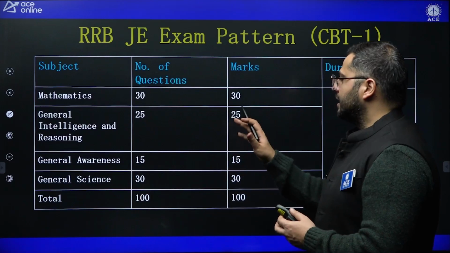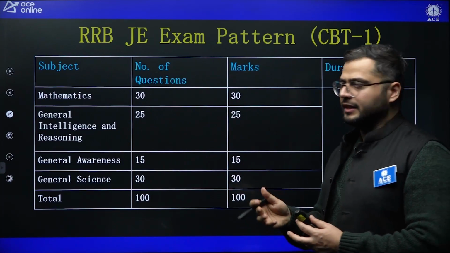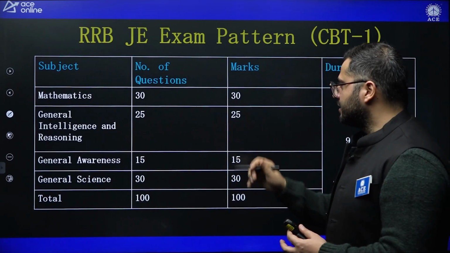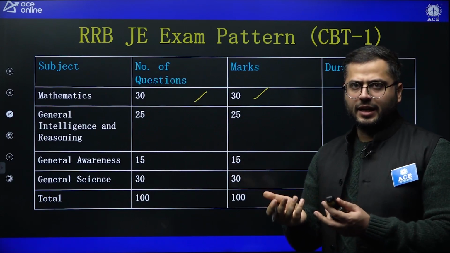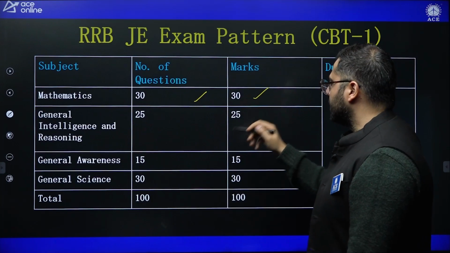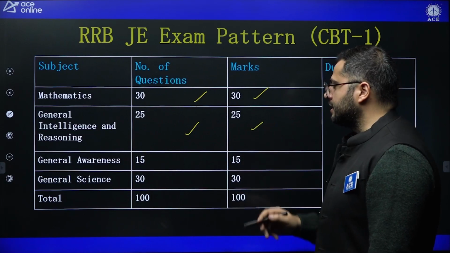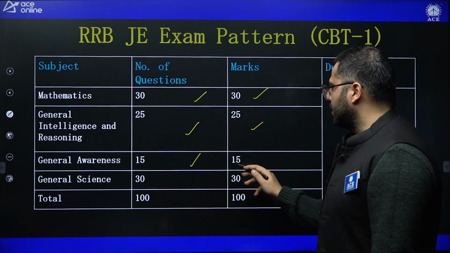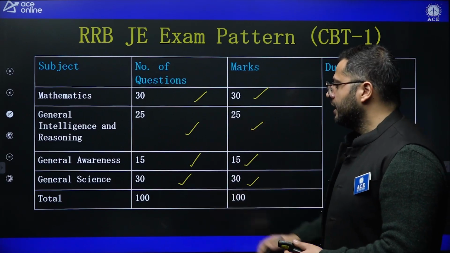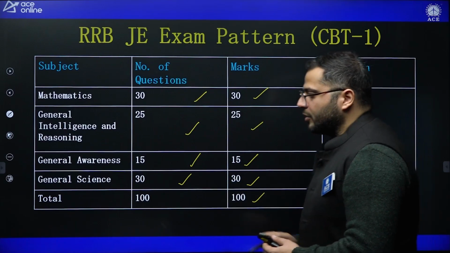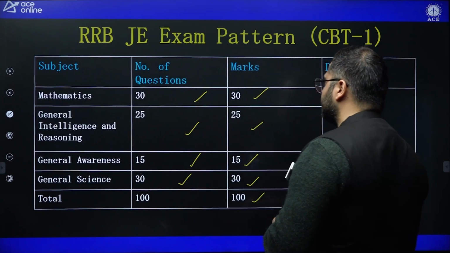After that, what are the sections which are there in CBT 1? Mathematics, number of questions will be 30. Number of marks will be 30. Each question is carrying 1 mark, so 30 questions, 30 marks. 25 questions in general intelligence and reasoning, 25 marks. General awareness, 15 questions, 15 marks. General science, 30 questions, 30 marks. So a total of 100 questions and 100 marks, and the duration of the examination is 90 minutes. So this is your CBT 1.